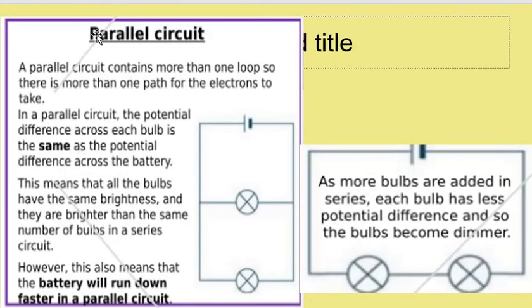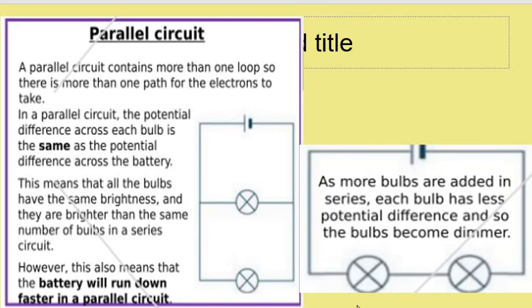Right, talking about parallel circuits, it contains more than one loop, you already know that. And in a parallel circuit, the potential difference traveling through each of these light bulbs will be the same. So I don't know if you recall that potential difference in a parallel circuit is the same. However, in a series circuit, it is shared.